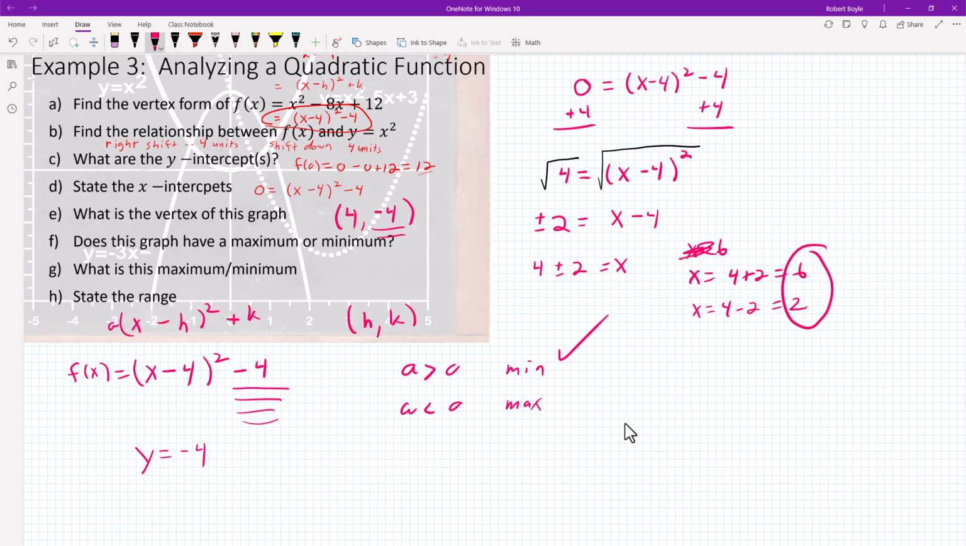And then what is the range? Well, if that's the minimum, that means that y cannot take any values lower than that. So the smallest value that y can take is negative 4. And since a is greater than 0, it's going to go all the way up to infinity. That's the range: the half-open interval from negative 4 to infinity. Remember, whenever you have an infinity, you need to have a parenthesis, not a bracket.